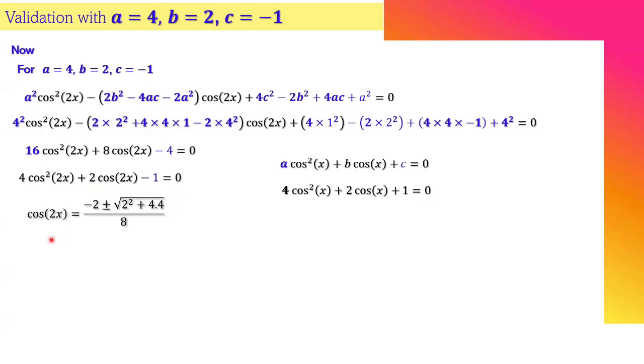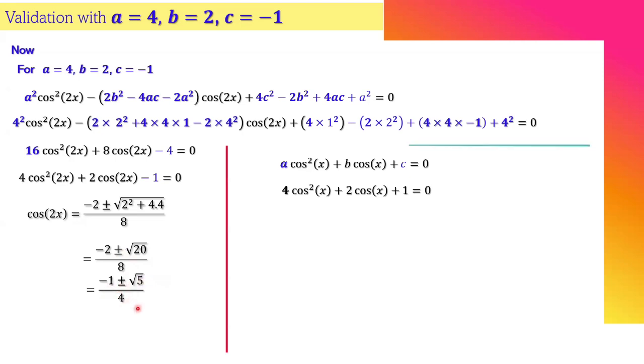So this will be simplified as this. So you get the roots as minus 2 plus or minus square root 20 over 8. To simplify, you will get minus 1 plus or minus square root 5 over 4. And then if you see this one, C equals minus 1.